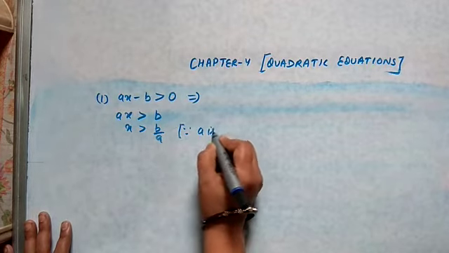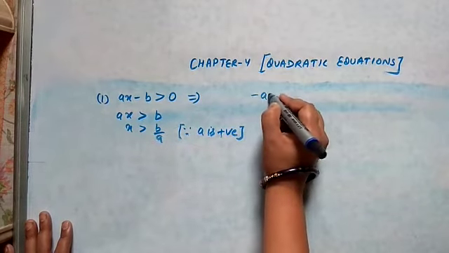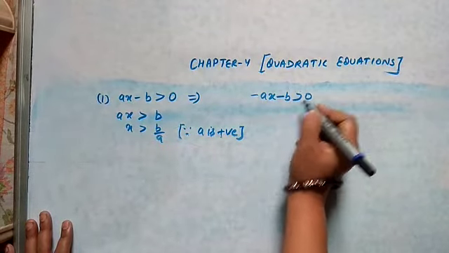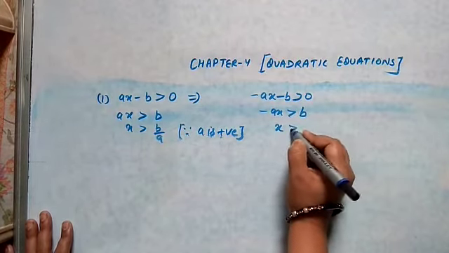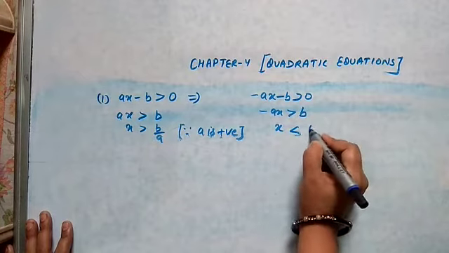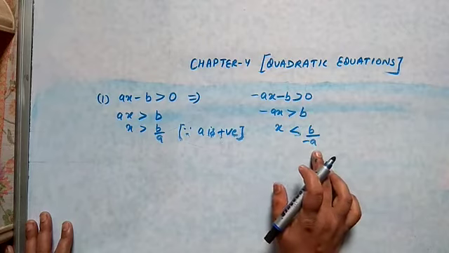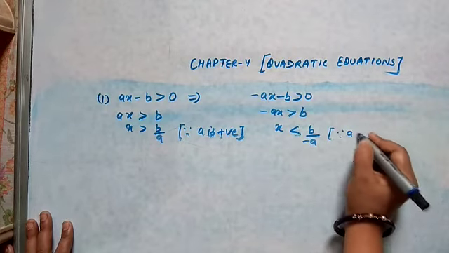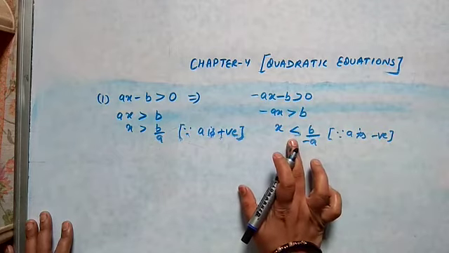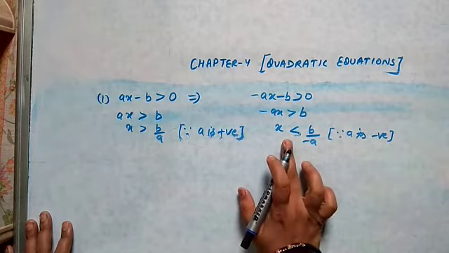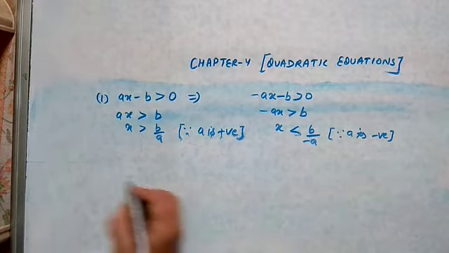Now, if in the same equation a is negative, then minus ax is greater than b, and x will be less than b by minus a. Since b is now divided by minus a, and a is negative here, the greater than sign will convert into less than, and it will become x less than b by minus a. This is the first thing.